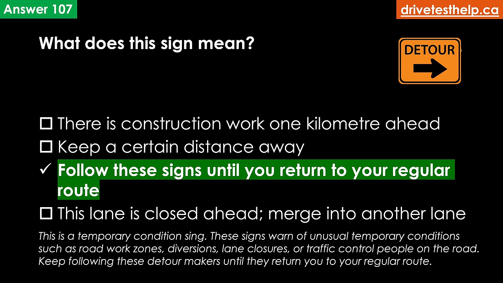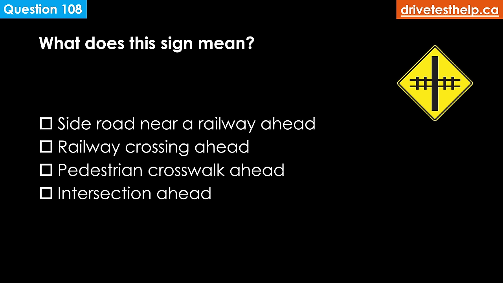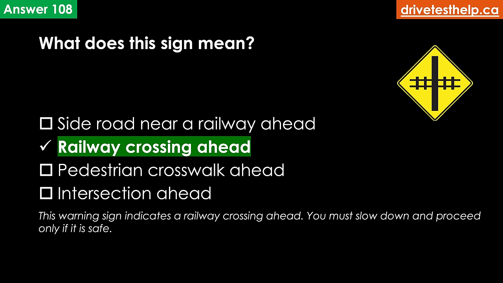What does this road sign mean? Side road near a railway ahead, a railway crossing ahead, pedestrian crosswalk ahead, intersection ahead. The correct answer, railway crossing ahead. This warning sign indicates a railway crossing ahead. You must slow down and proceed only if it is safe.